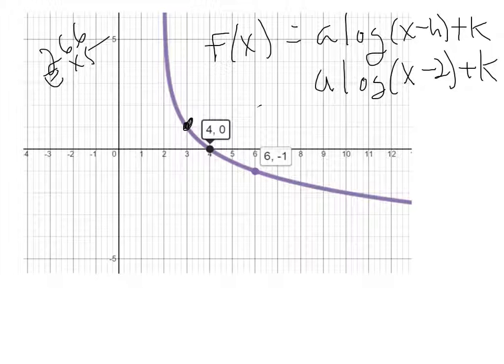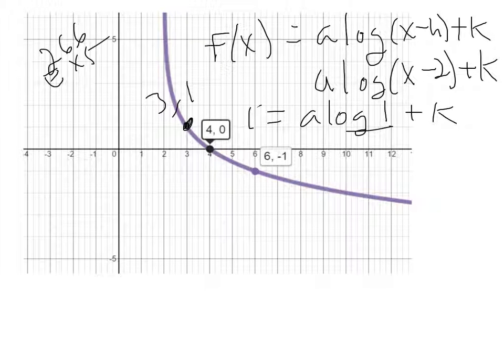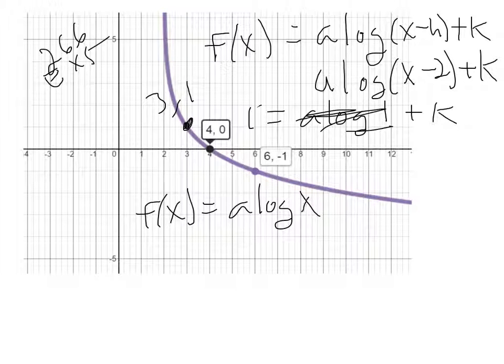I see it's also going through the point 3, 1. So maybe that can do something for me as far as finding k to find some vertical shift. So I know 1 has to equal a times the log of, well, let's see, 3 minus 2 is 1, plus some k term. Well, the log of 1 is 0, because 10 to the 0 is 1, which cancels out that whole mix. So it's been shifted up 1, I can tell. So I know f of x equals a times the log of x minus 2 plus 1.